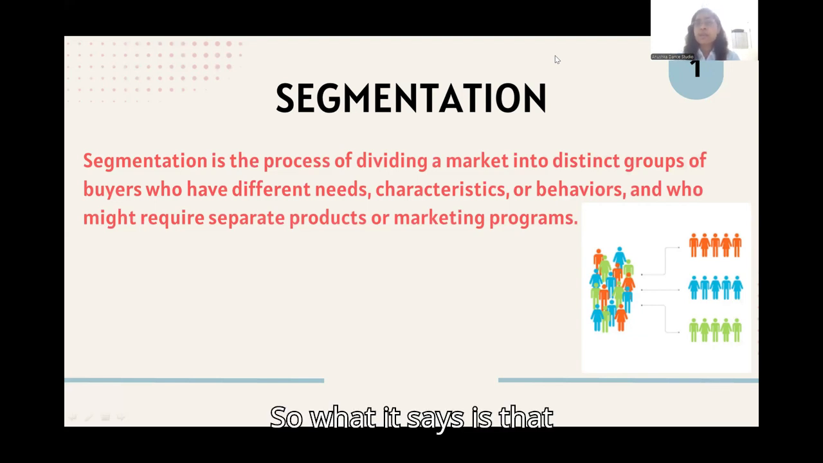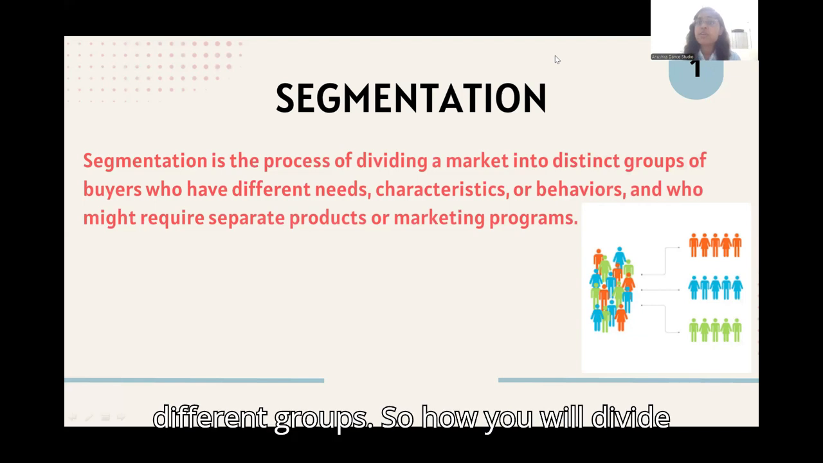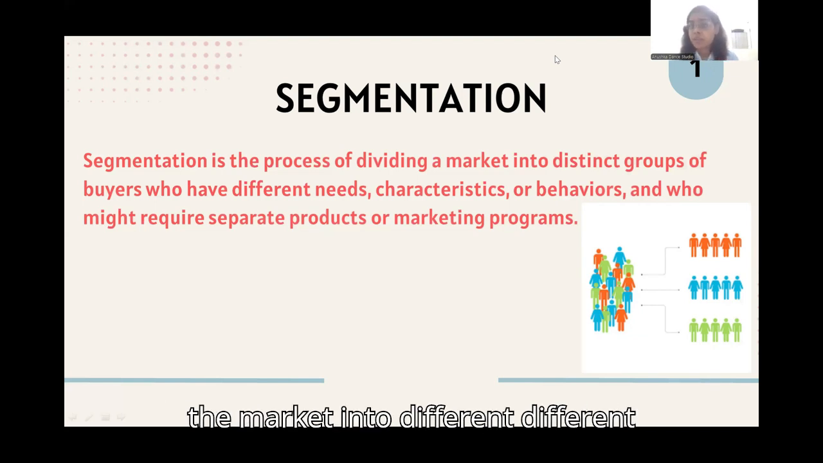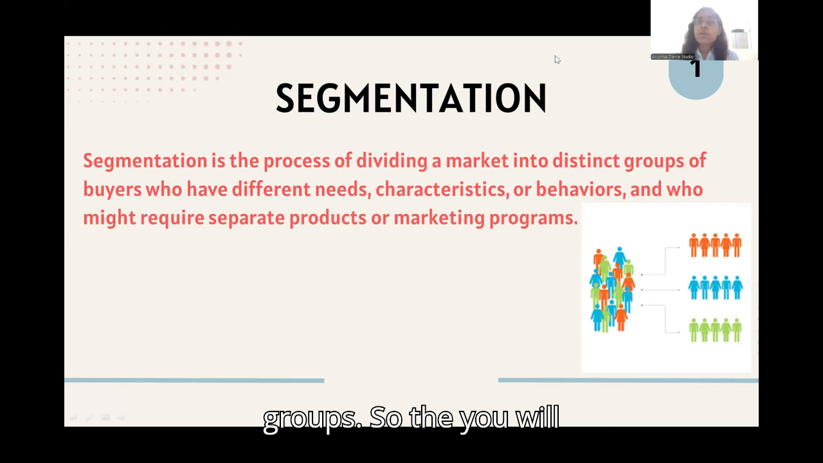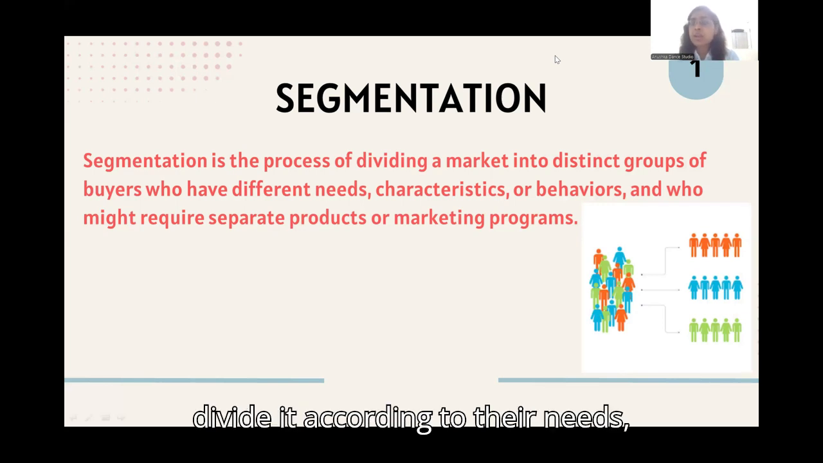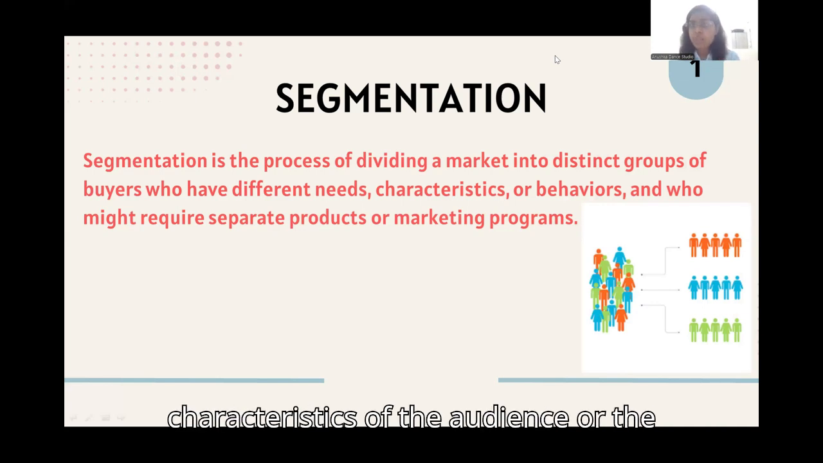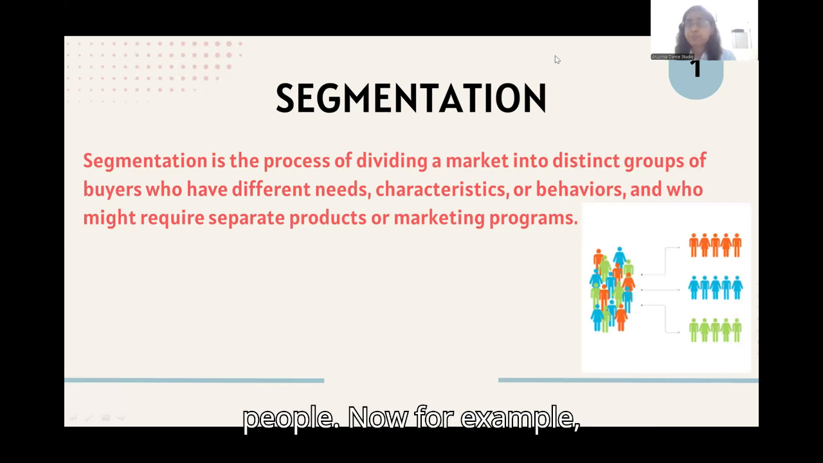So what it says is that when the marketer divides the market, meaning the population or the audience, into different groups, how will he divide the market? He will divide it according to their needs, their choices, their preferences, their characteristics and attributes. So it depends on the needs and the characteristics of the audience or the people.